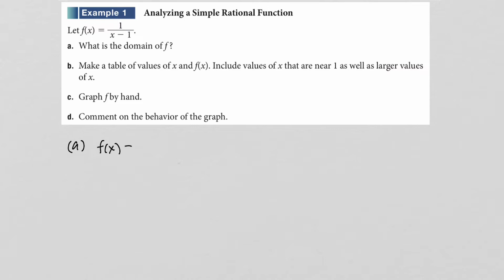Well, we know that when we have a fraction, the denominator of the fraction cannot be equal to 0. So if we set the denominator equal to 0, we find out that x is equal to 1 makes the denominator 0. And this means that x cannot be equal to 1. So the domain is all values of x except for 1. And in interval notation, that looks like this.